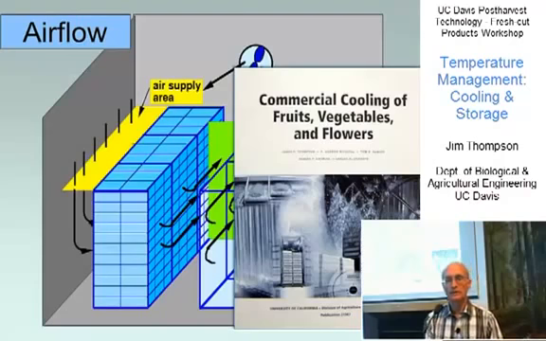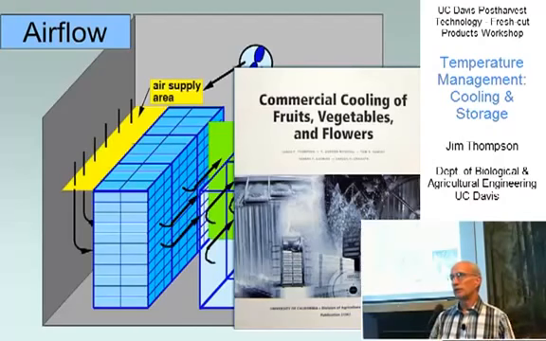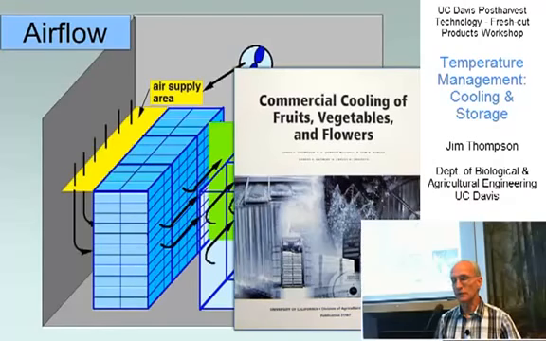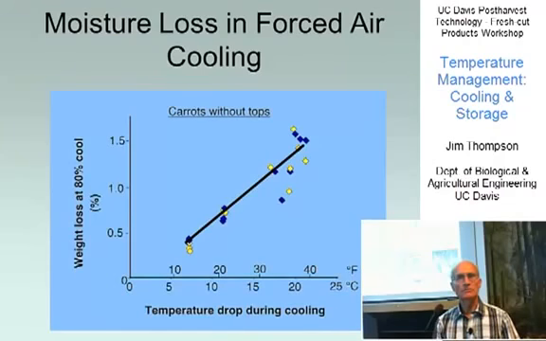There's a lot of details on designing the forced air cooler in terms of air supply area, air return areas, airflow rates, static pressure, refrigeration amounts, and things like that. And all those details are given in the Commercial Cooling of Fruits and Vegetables and Flowers book, which you do have a copy of in your bag. And forced air cooling is covered quite completely there with a lot of the calculations and background information. Any questions about forced air cooling before I move on? Okay.